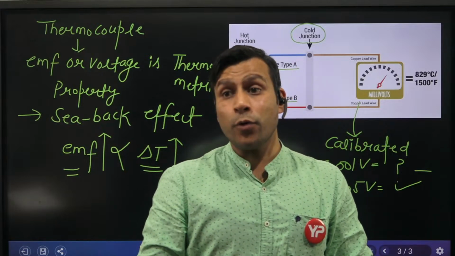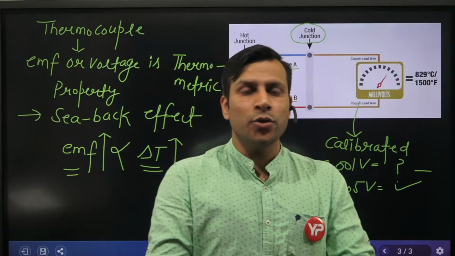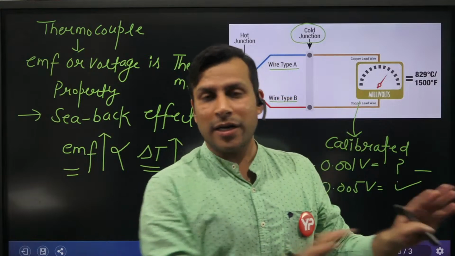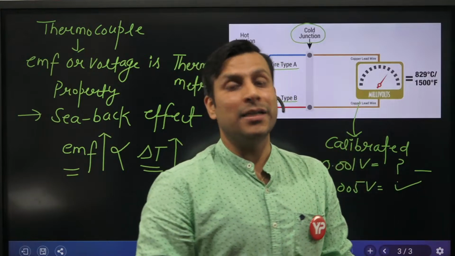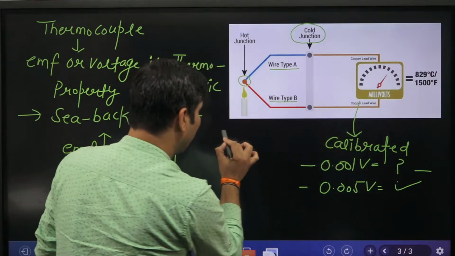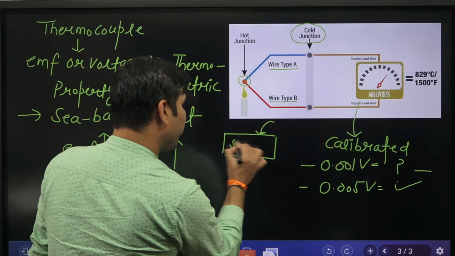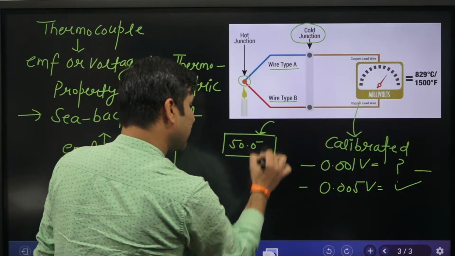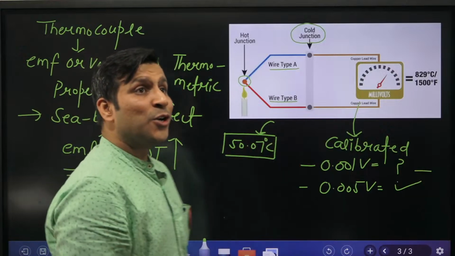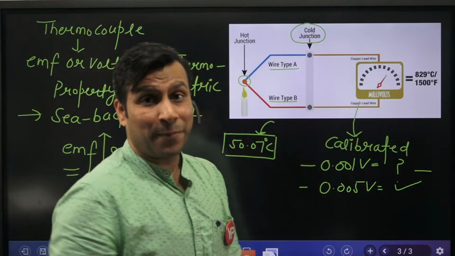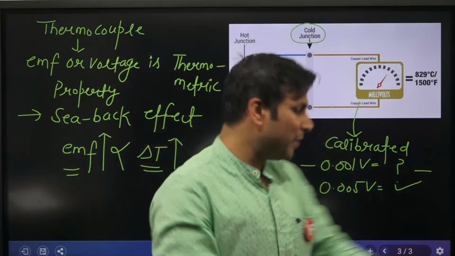But if you purchase a digital thermometer, you don't need to do any such work. Directly you will get a reading on a digital meter, like 50.007 degrees Celsius. So in a digital thermometer you directly get the reading, but a normal simple thermometer is different, guys.